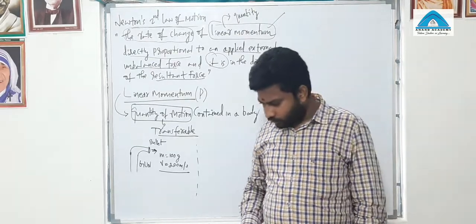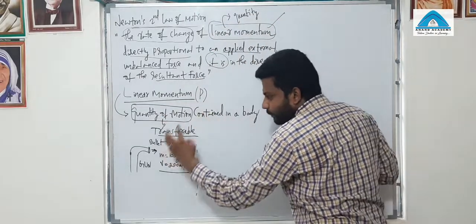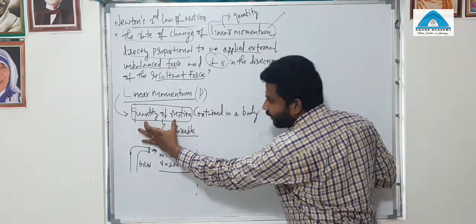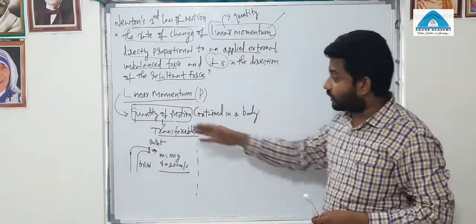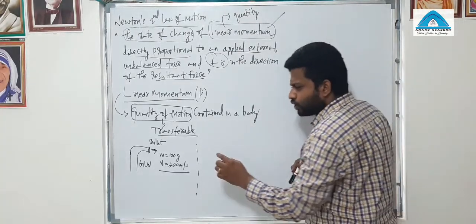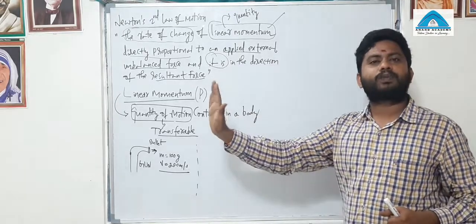Now, according to the linear momentum concept, the bullet is in motion, so that indicates it will have some quantity of motion. Now, can you stop the bullet with your hands? Just with your hands, can you stop the bullet's motion?